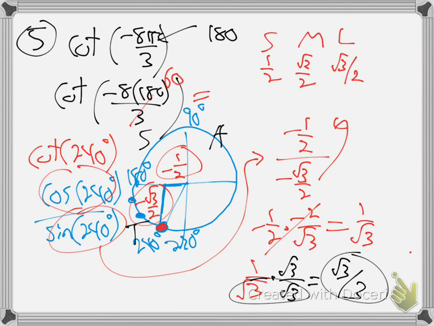All Students Take Calculus. We're in the third quadrant. Only tangent is positive, and its upside down, cotangent, so cotangent should be positive. Yep, the answer came out positive. That's right. Did we get that one? That was B. I guess it was B on the multiple choice.